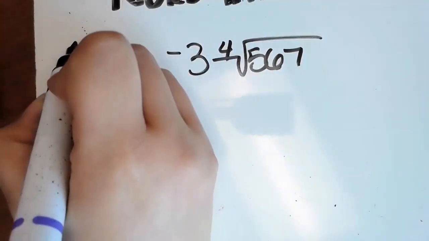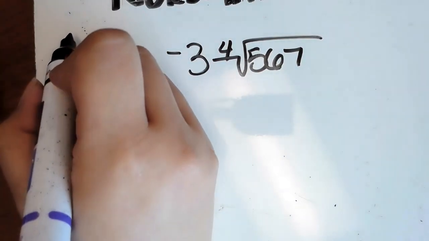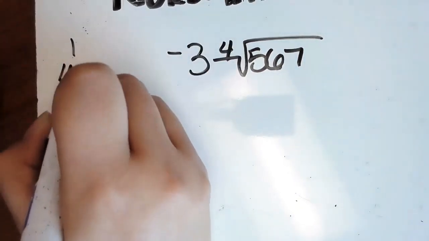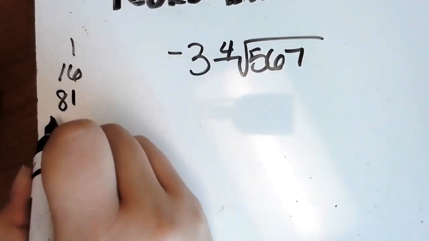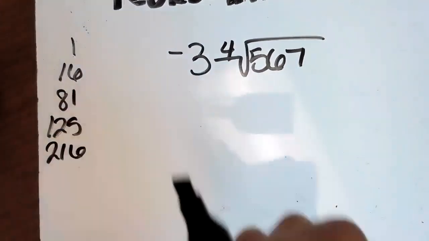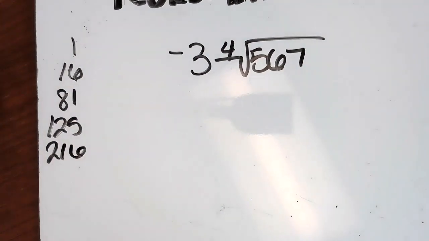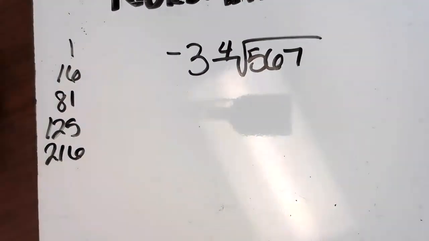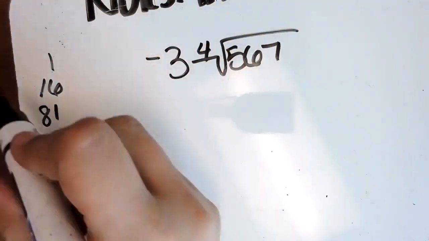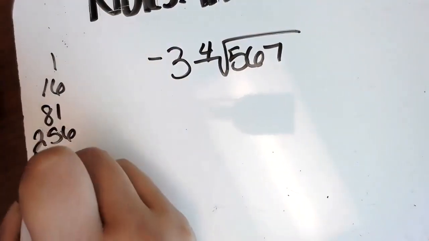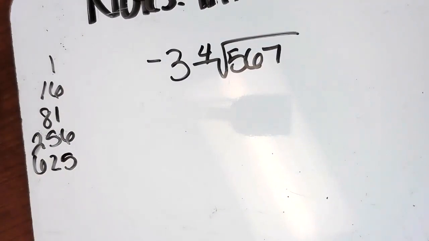So perfect fourths. Some perfect fourths are 1, 16, 81, 256, 625. I was getting my cubes and my fourths confused, so make sure you keep those straight.